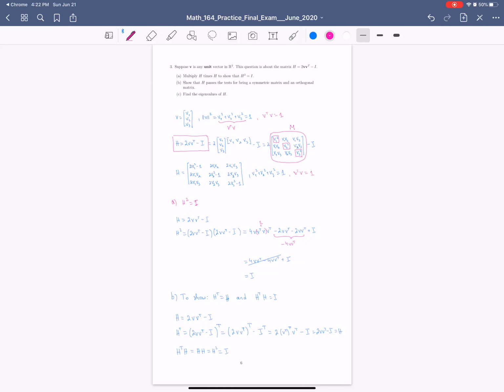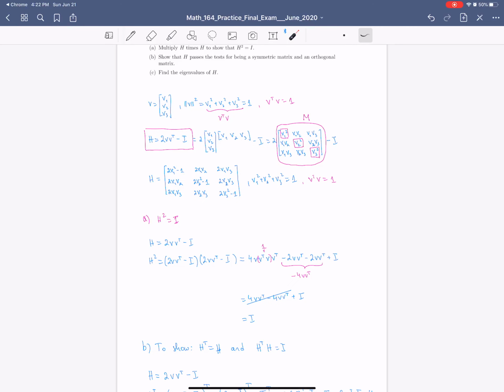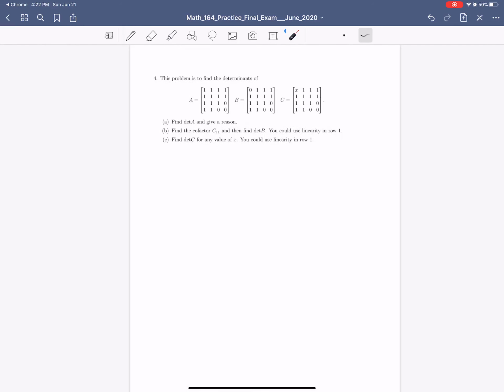You can try this, if you don't believe it, on any, like just literally take any vector v that is length 1 and check that you indeed get these results. So the claim here is in general for any matrix H of that form, you will get these eigenvalues, these properties. So these are very useful matrices.